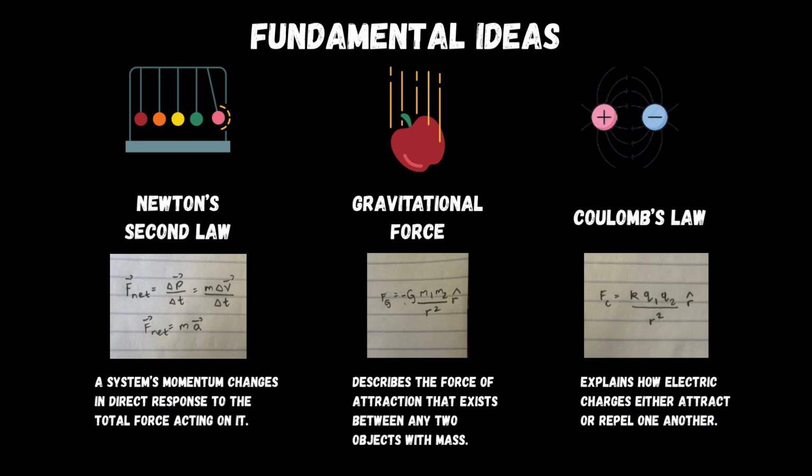F net equals the change in momentum over the change in time, and it basically states that a system's momentum changes in direct response to the total force acting on it. Gravitational force describes the force of attraction that exists between any two objects with mass, and its equation is negative G times m1 times m2 over r squared times r hat. Coulomb's law was also integral, which explains how electric charges either attract or repel one another, and its equation is k q1 times q2 over r squared times r hat.